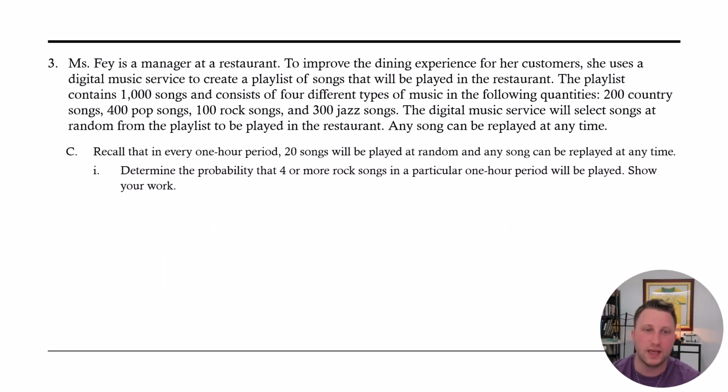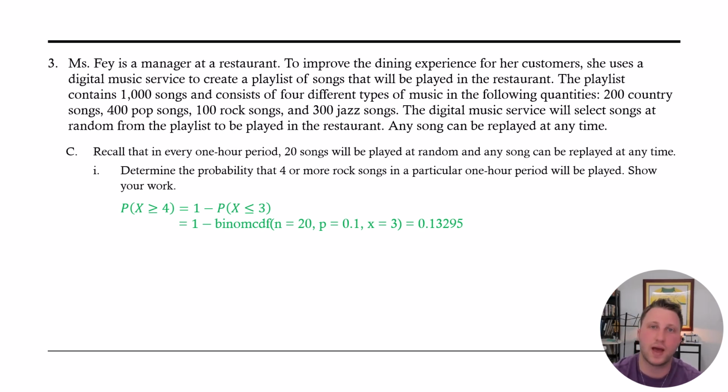Finally, we have part C, and it's again reminding us that in every 1 hour period, 20 songs will be played at random, and any song can be replayed. It asks us to determine the probability that 4 or more rock songs in a particular 1 hour period will be played. And again, the probability that X is at least 4 is 1 minus the probability that X is at most 3. And I can use binomial CDF if I have a TI-84 calculator. It's just very important to label these parameters. So N is 20, P is 0.1, and X is 3, and I get 0.13295.